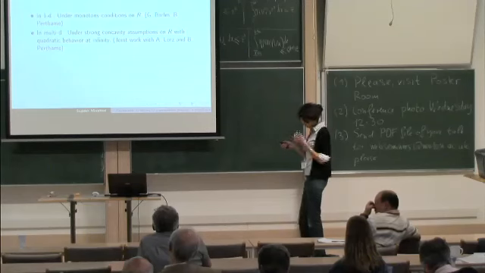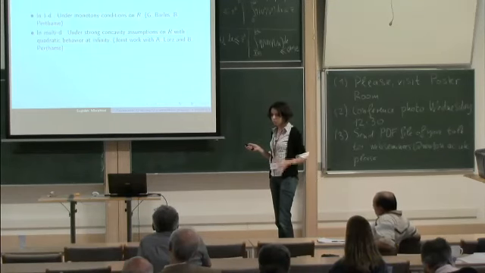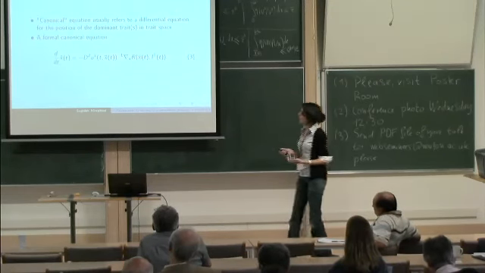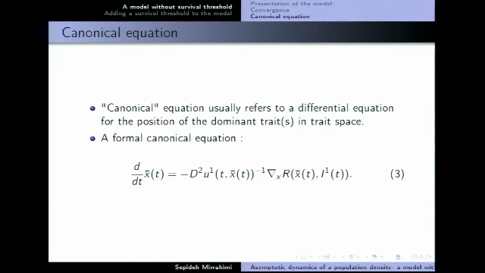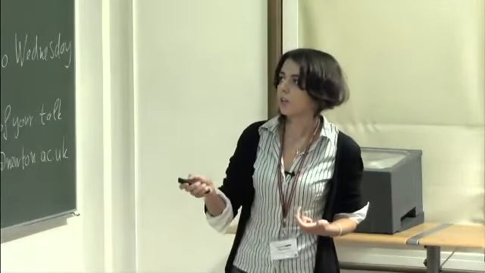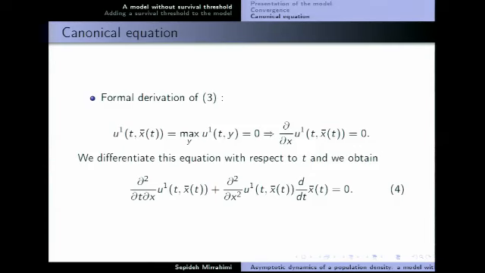Well, so in these cases we have monomorphism, and we can also give a canonical equation. A canonical equation refers to a differential equation that describes the position of the dominant trait. Actually, we can derive a canonical equation just formally with some strong assumptions. This is rigorous in some cases, but in general this is not rigorous and it is just formal. And we can compute it very easily just by differentiating with some simple calculations.